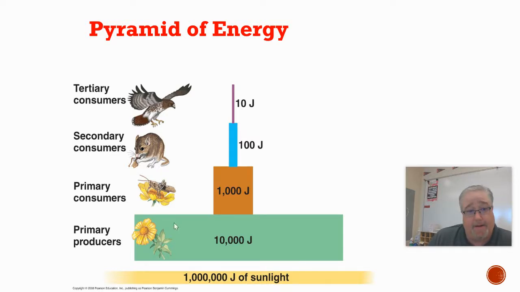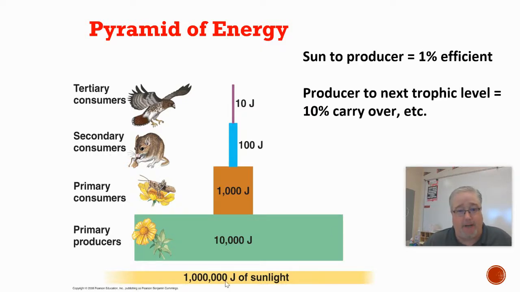If you look at these numbers, they represent amounts of energy that are available at each level. And the unit there, the J, you probably remember from chemistry class. That's the joule. A joule is a unit of energy. If we look here at the very bottom, it says we have 1,000,000 joules of sunlight. So let's say this is a field or some ecosystem, wherever. This is how much sunlight is available to those producers.